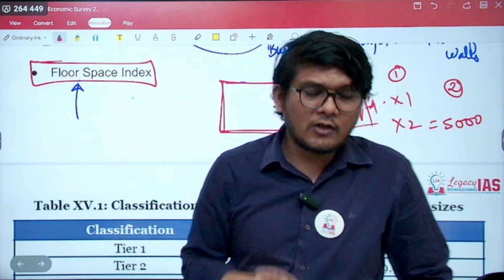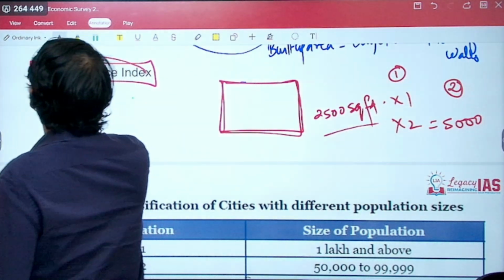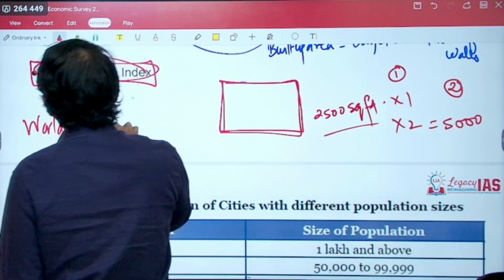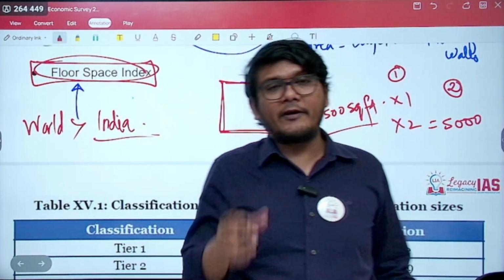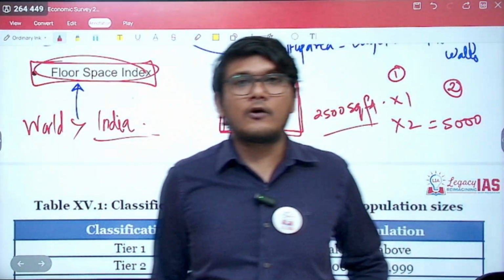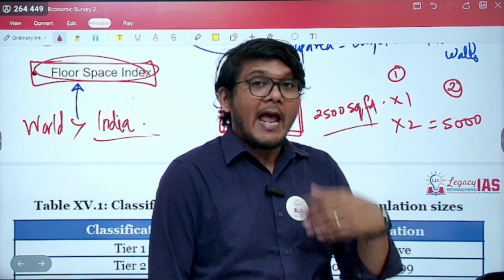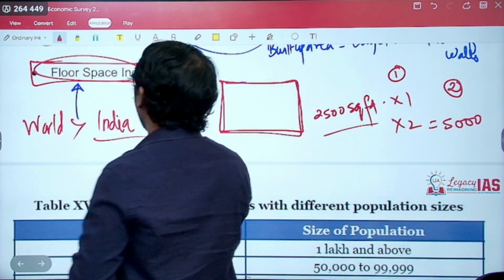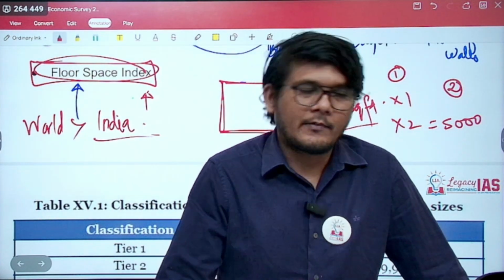Now, the economic survey argues that the floor space index around the world is quite high compared to the floor space index present in India, as a result of which the development is a bit less, right? The development becomes costly, the land will be less because you cannot build more on the same land, as a result of which there is a need for India to increase its floor space index, is what the economic survey has argued. Hope that's clear.